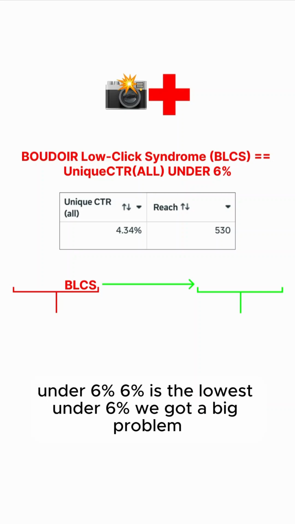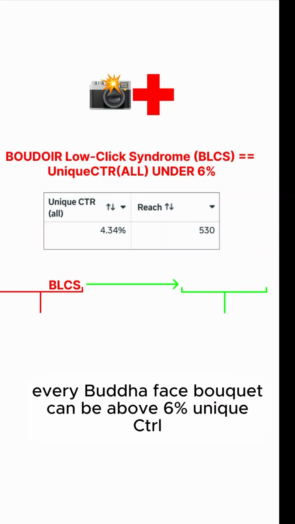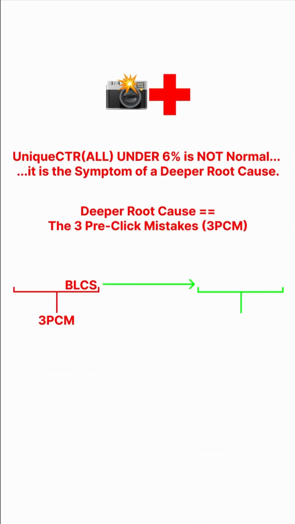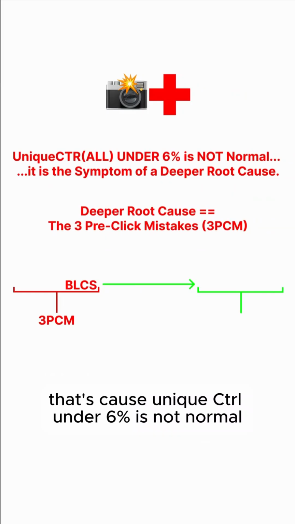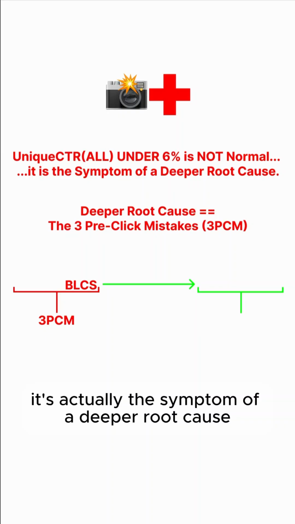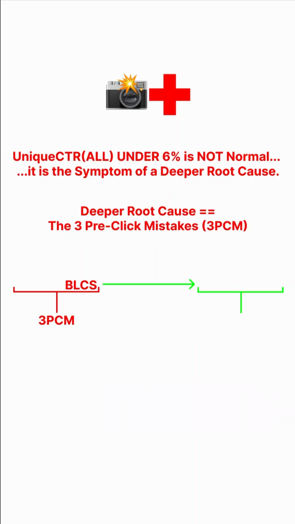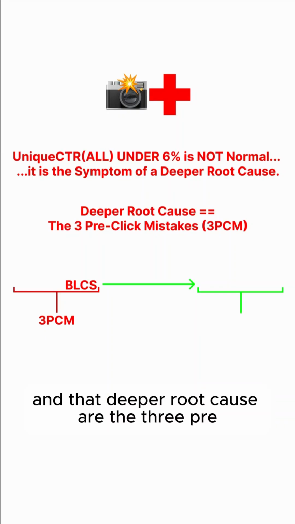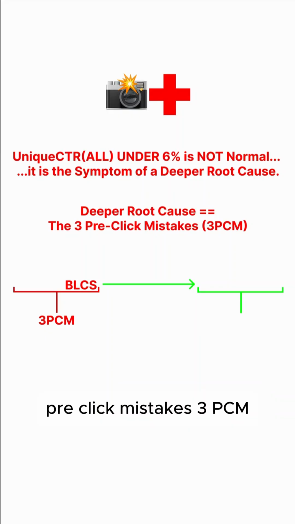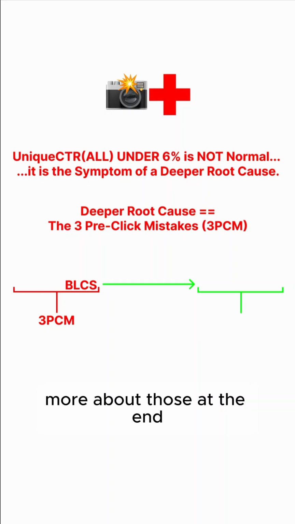Under 6%, 6% is the lowest. Under 6%, we got a big problem. Every Boudoir Facebook ad can be above 6% unique CTR. That's because unique CTR under 6% is not normal. It's actually the symptom of a deeper root cause. And that deeper root cause are the 3 pre-click mistakes, 3 PCM. More about those at the end.